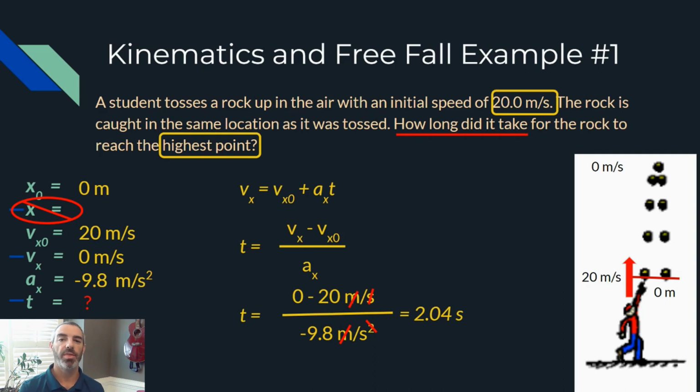If you were asked to figure out the total flight time of the rock, all you would need to do is to double that time. It would be the same process. You would just figure out how much time it took to get to the top and double that to reach the bottom again.